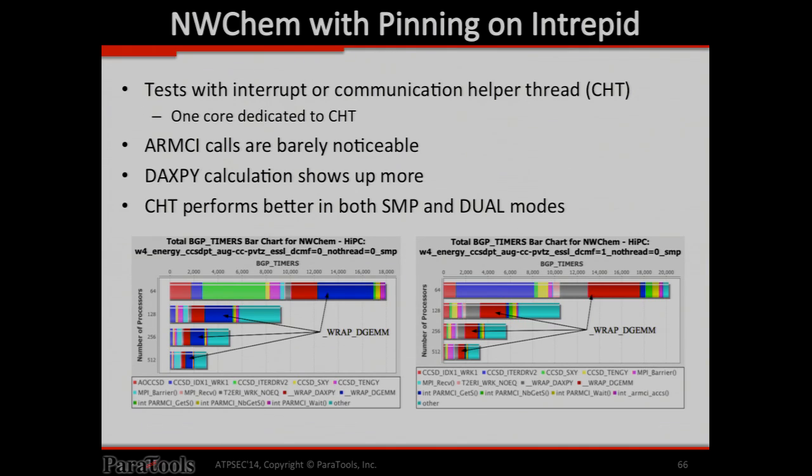The next test is to allocate a separate core specifically for communication and interrupt handling, this CHT thread. Doing this shows a moderate performance improvement on BlueGene/P. And again, this is visible in the PerfExplorer charts, the stacked bar chart here. We see that scalability is improved.